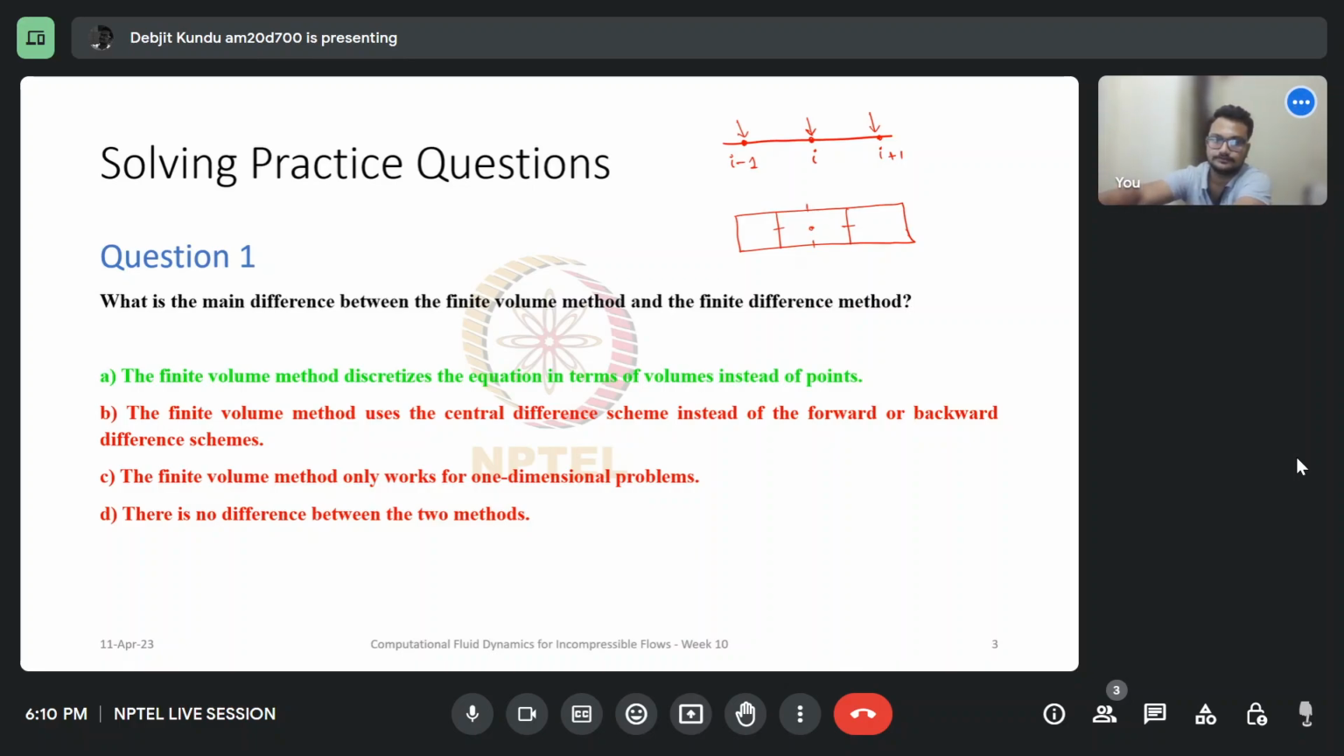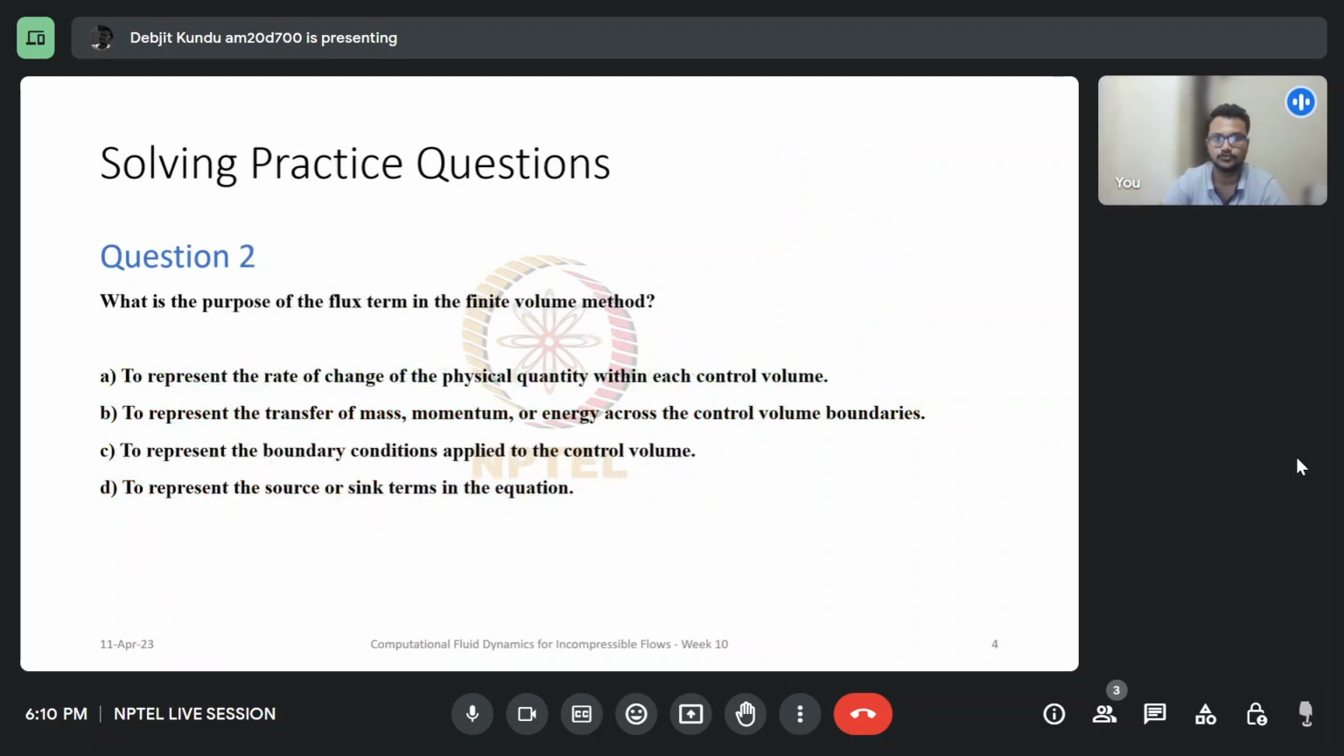So moving on. If we go back to the main question in hand, the main difference lies in discretizing in terms of volumes instead of points. So the finite volume method will think in terms of discretizing in finite volumes, and the finite difference method would think about discretizing into discrete points. Okay, so I hope that makes things clear. We will move on to question number 2 now.